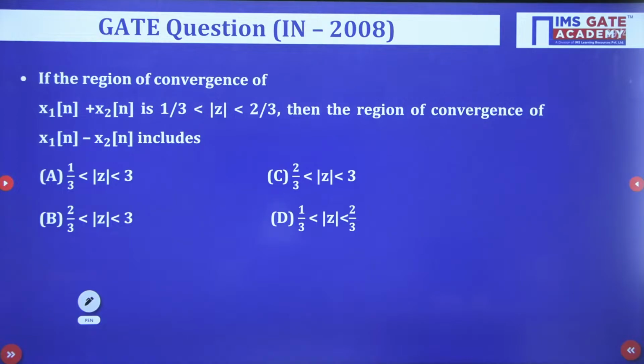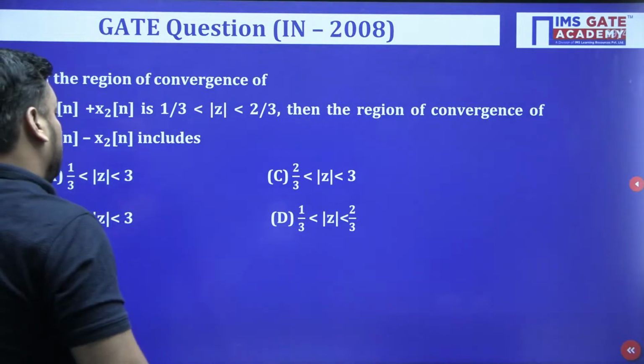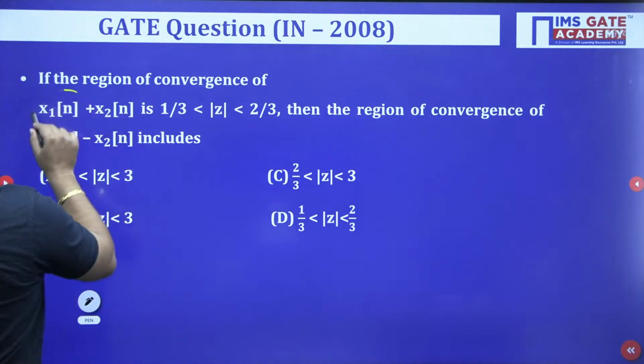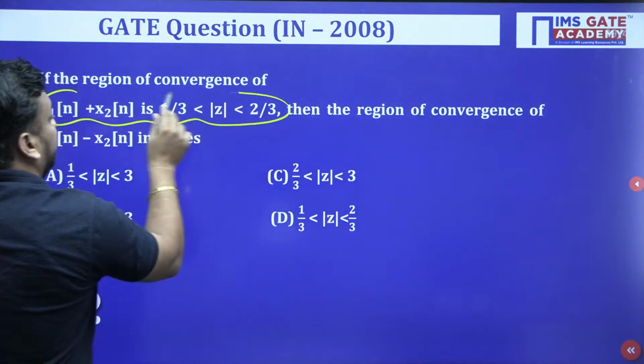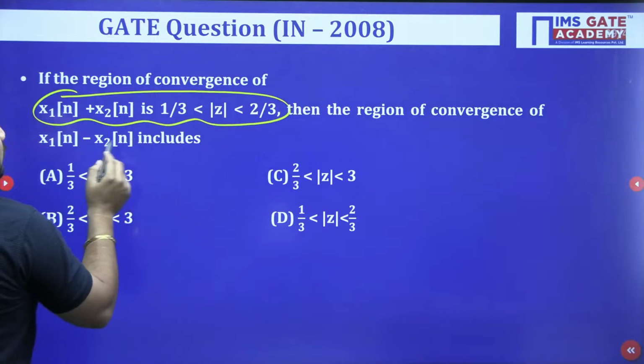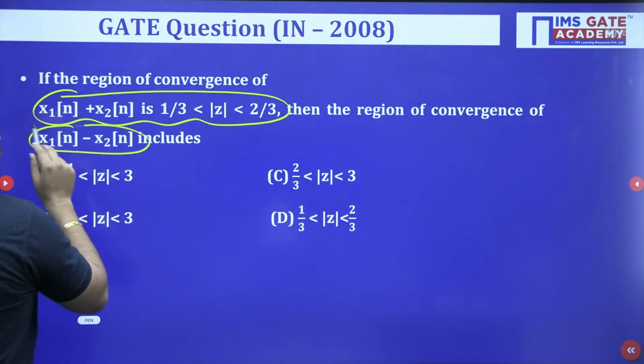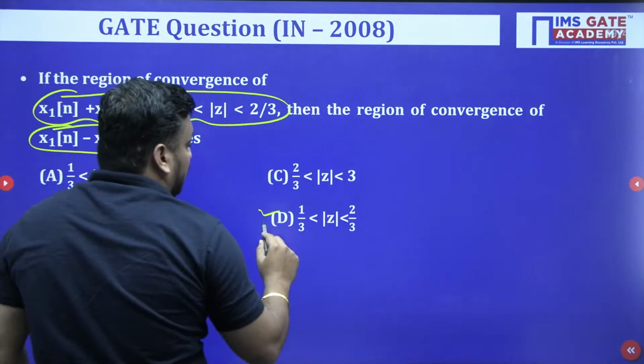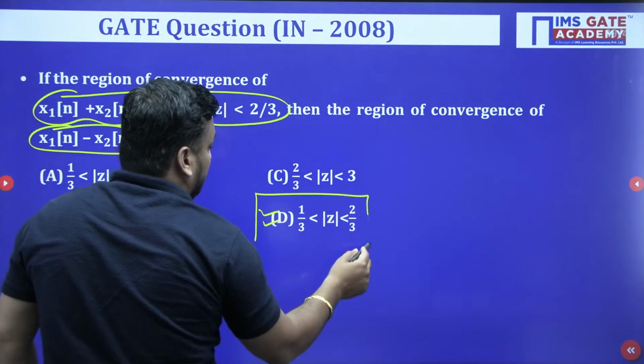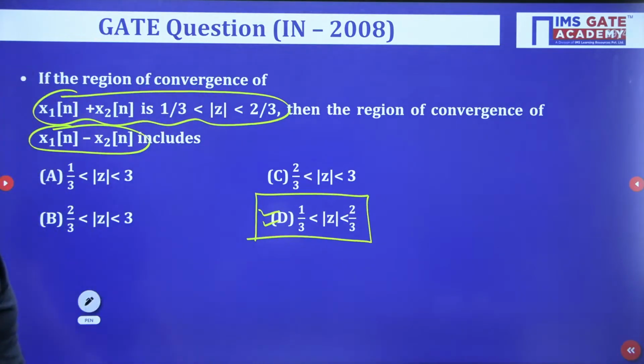Shall we go for next? So for x1[n] plus x2[n], the ROC is mod of z greater than 1 by 3 and less than 2 by 3. So for x1[n] minus x2[n], the ROC is also the same: greater than 1 by 3 and less than 2 by 3.